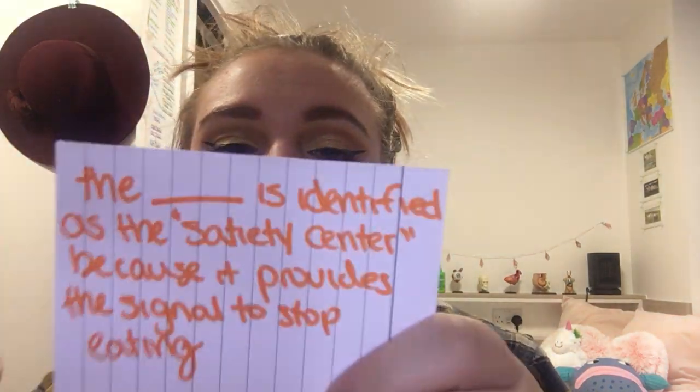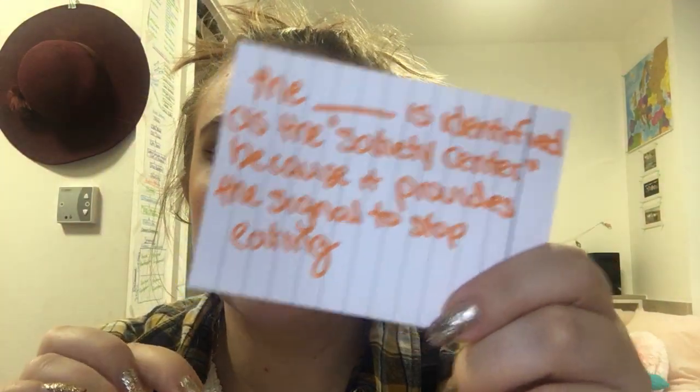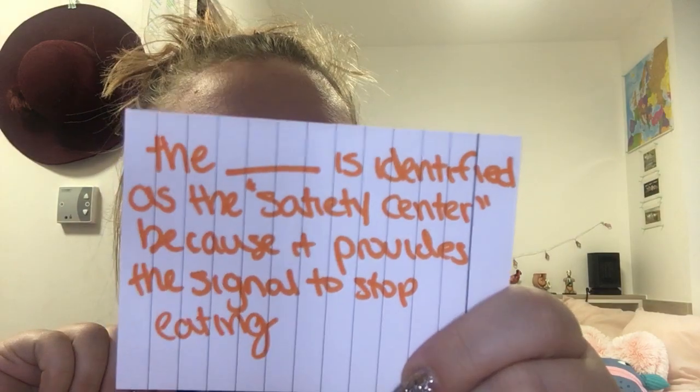The blank is identified as the satiety center. I have such a hard time saying that word. It's identified as a satiety center because it provides the signal to stop eating. So this is what tells us that we're full, this part. That's the ventromedial hypothalamus, or the VMH. Once again, another good mnemonic. If you lose your ventromedial hypothalamus, or you have it damaged, then you become very hungry because you lost that part of your brain that told you to stop eating, that told you that you were full, and we're like, okay, stop, Lindsay, you've had enough food. Sometimes I think I lack that part of my brain too.